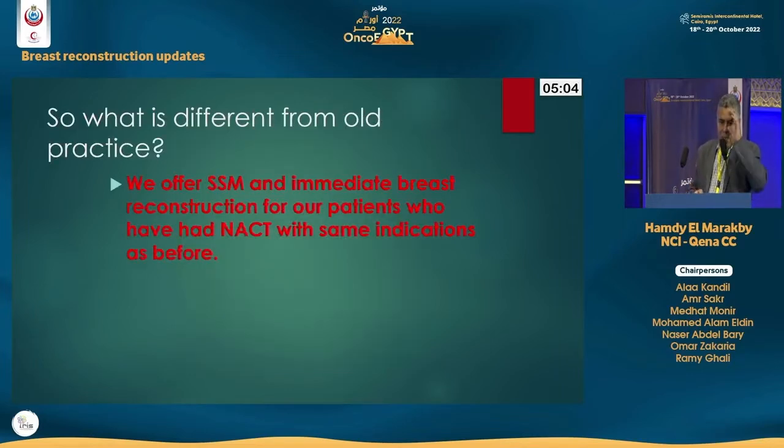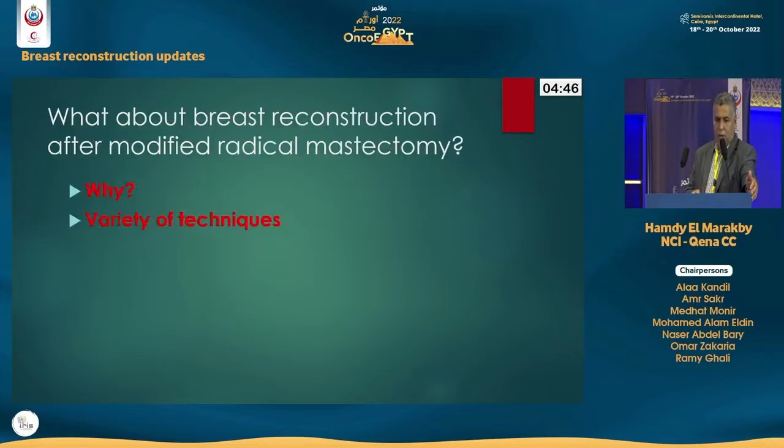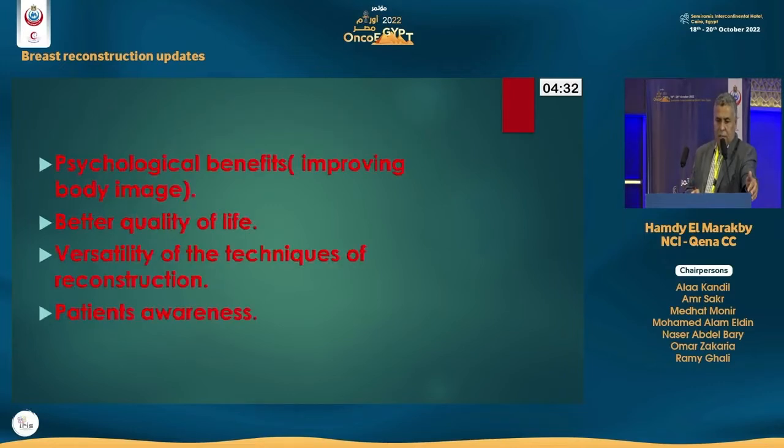So what would be different from the past? Again, we offer skin sparing and immediate breast reconstruction for our patients who have had neoadjuvant chemotherapy, with the same indication of reconstruction prior to radiotherapy, prior to chemotherapy. What about breast reconstruction after modified radical mastectomy? Why? Because of many things, and because also of the availability of a variety of techniques. There are psychological benefits, as you know, better quality of life.